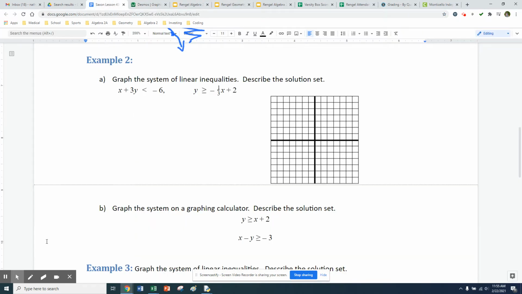So this one would be no solution. There would be our final answer. They're never going to overlap. That means there is no ordered pair that fits both inequalities, which can happen. And let's take a look then at B.